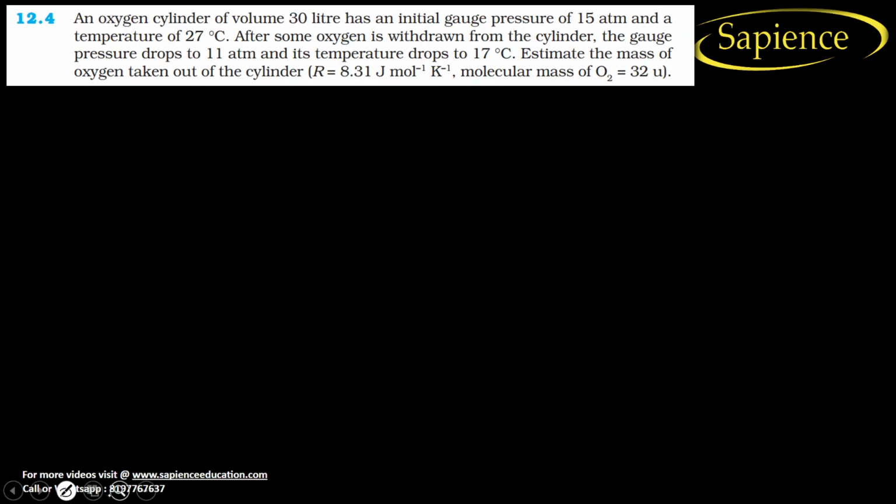Now let us go for question number 12.4. An oxygen cylinder of volume 30 liter has an initial gauge pressure of 15 atmospheric pressure at a temperature of 27 degrees Celsius, and after some oxygen is withdrawn from the cylinder, the gauge pressure drops to 11 atmospheric pressure and the temperature drops to 17 degrees Celsius. Estimate the mass of oxygen taken out of the cylinder.